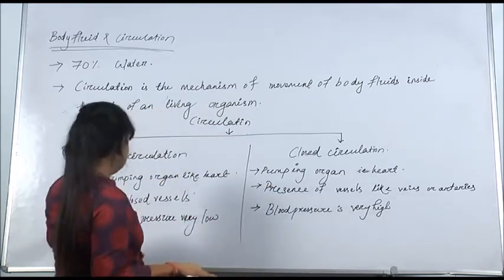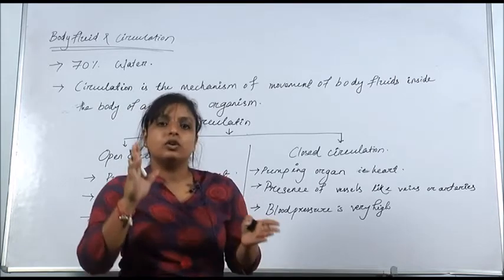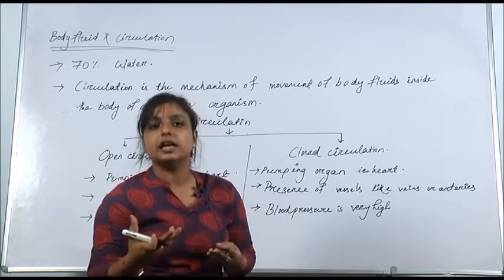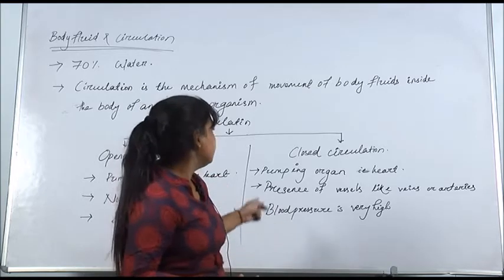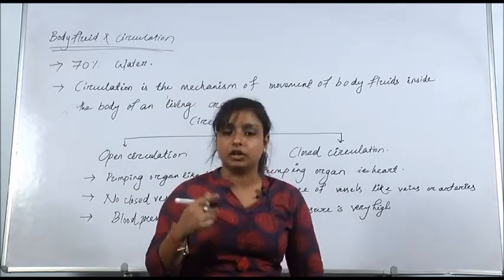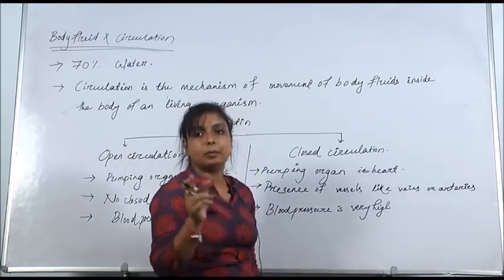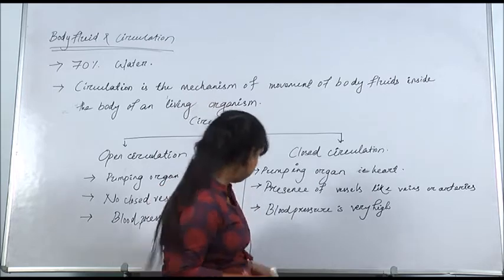In case of open circulation, blood pressure is very low. Why? Because the space is very large, so the pumping organ can't produce that much pressure. However, in closed circulation, as there are vessels inside which the body fluid moves, the blood pressure is very high, or the pumping organ creates a very high blood pressure.